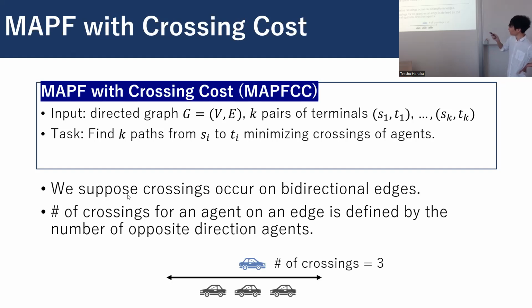In this problem, we suppose crossings occur on bidirectional edges. Also, the number of crossings for an agent on an edge is defined by the number of agents going in the opposite direction. For example, in this example, the number of crossings for this car is 3 because there are 3 cars from the opposite direction.